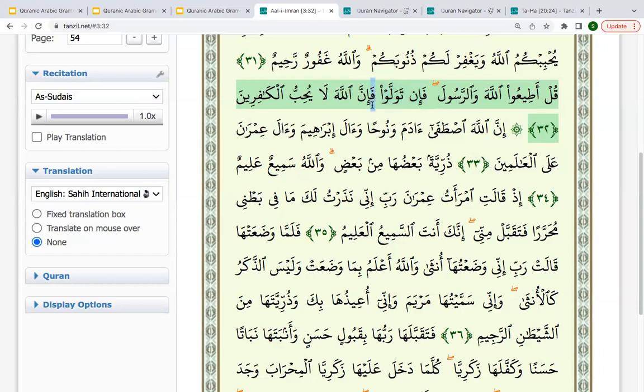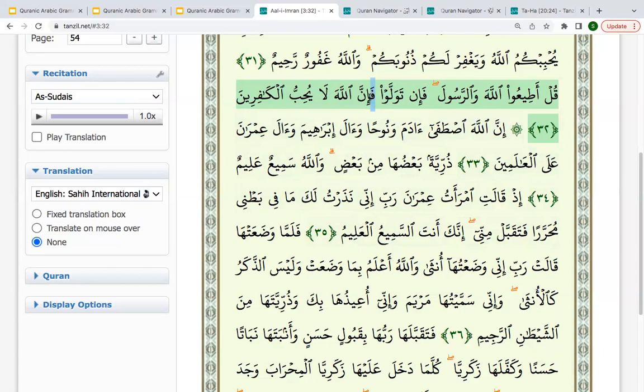What are you going to call this fa? Since now you are looking at your conditional sentence, Barakallahu fiki Aisha, you are going to call it Faur Rabita. What are you going to call Inna Allah la yuhibbul kafirin? Jawabu Shart. Why is this fa there? Why not فَإِن تَوَلَّوْا إِنَّ اللَّهَ لَا يُحِبُّ الْكَافِرِينَ? What is there in your Jawabu Shart that justified?